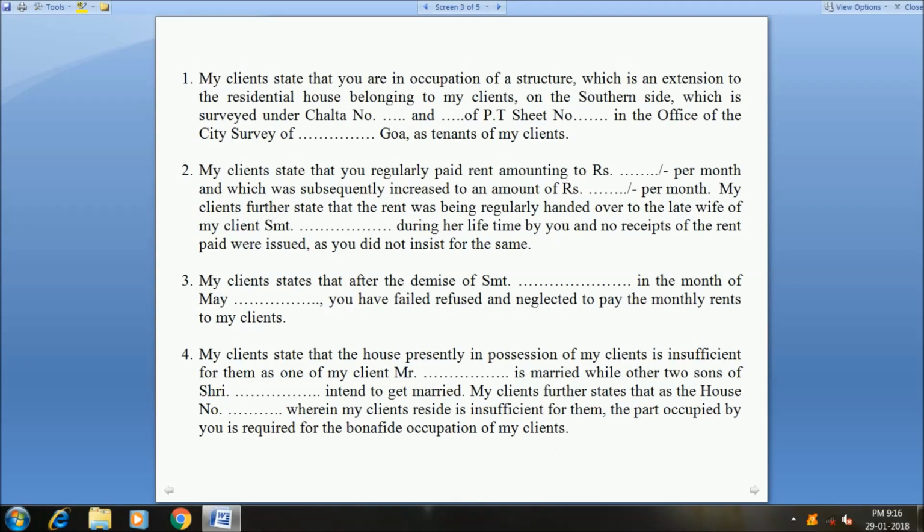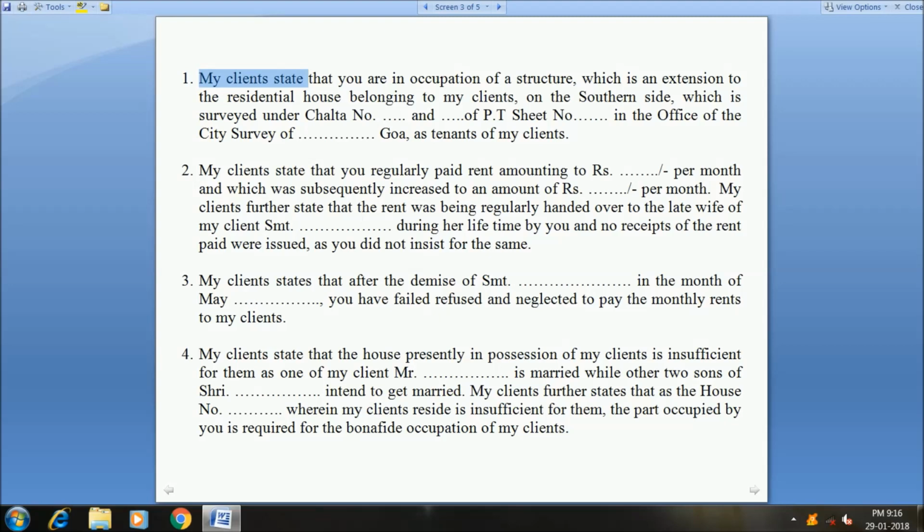Now, proceeding further, every paragraph in the notice has to be prefixed with the statement "my client states." This is a very good practice because the opposite party has to know that the statements in the notice are coming directly from the client and they're not created or fabricated by the advocate.